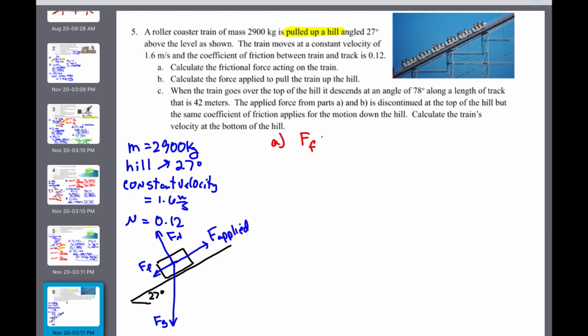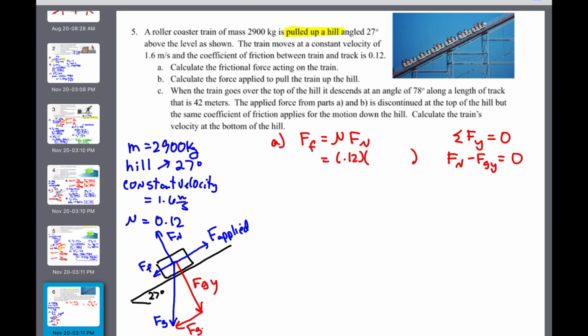Now in part A, we want to calculate the frictional force. Mu times the normal. We know our mu value, but we're going to have to calculate our normal force. We have an equilibrium in the y direction. We need to calculate the components of the weight to be able to fill into that equation.